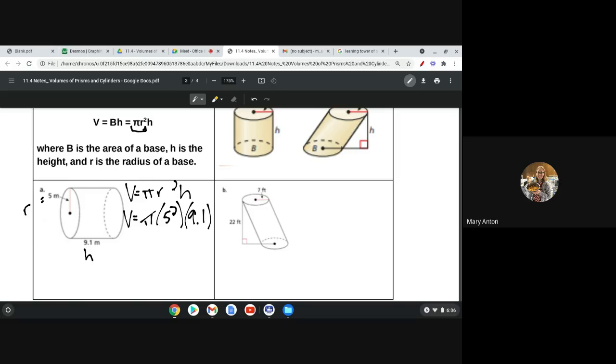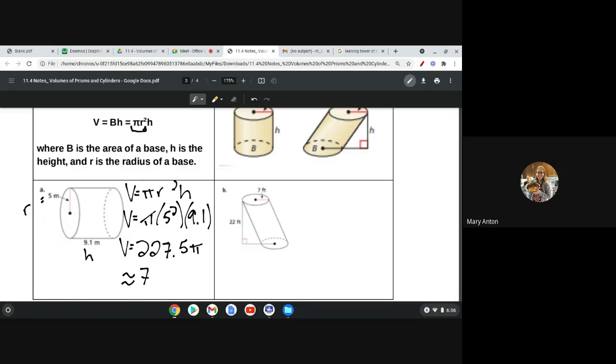Let's see, 5 squared is 25 times 9.1 is 227.5. So that means our volume is 227.5 pi. And this is our exact answer. So if Big Ideas ever asks you to find an exact answer, that means leave it in terms of pi. But we can also approximate this by actually taking 227.5 times pi.